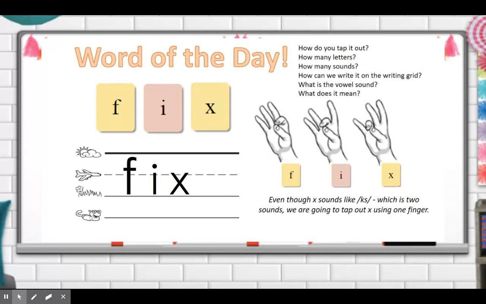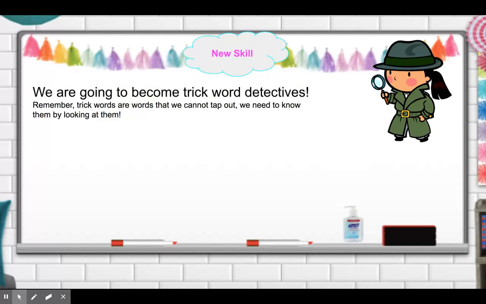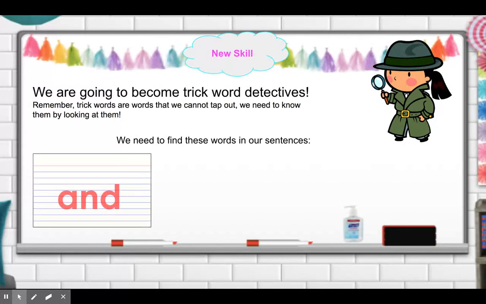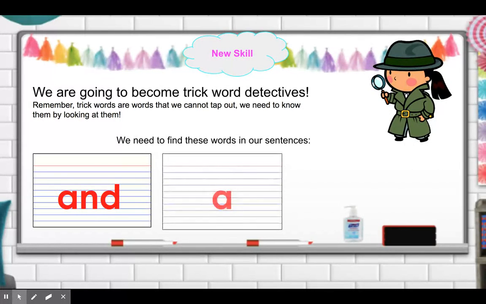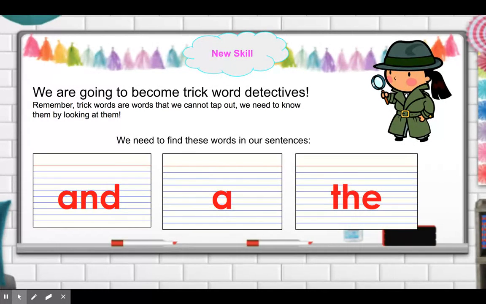Good. Fix means to repair something, to make something better. So we're going to become trick word detectives again. Remember, trick words are words that we cannot tap out. We need to know them by looking at them. So we need to find these words in our sentences. And, the. So let's keep an eye out for them.